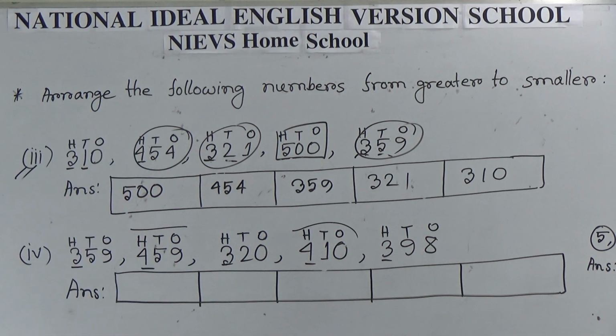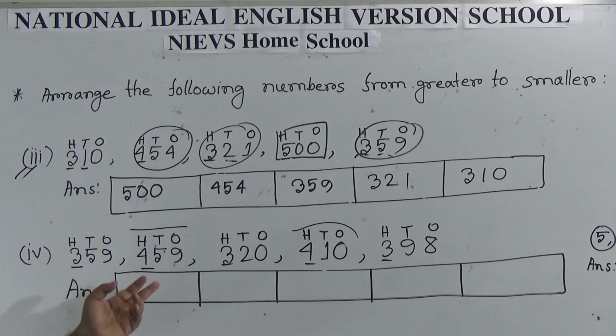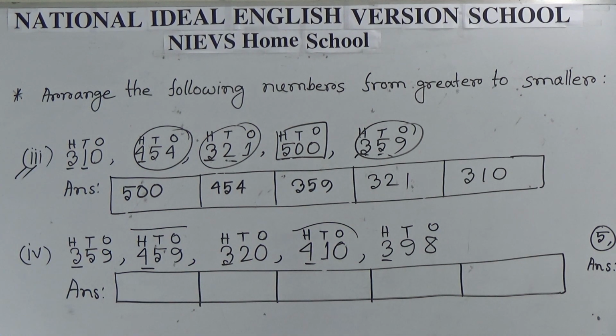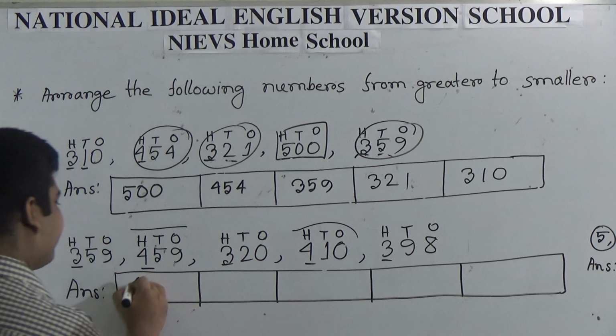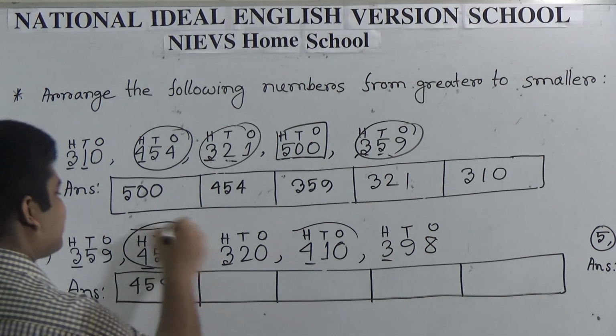From these two numbers we notice 4 and 4 are the same. Now, we consider the tens place digit. Here 5, here 1. Which one is greater, 5 or 1? 5 is greater. So, 459 is greater than 410. So, at first we write 459 as the greatest number of the following 5 numbers. So, this one is done.